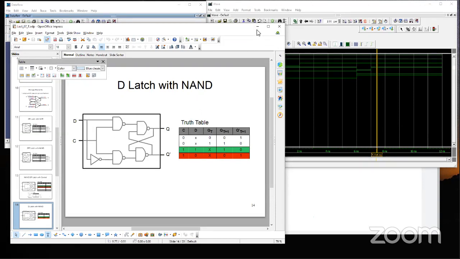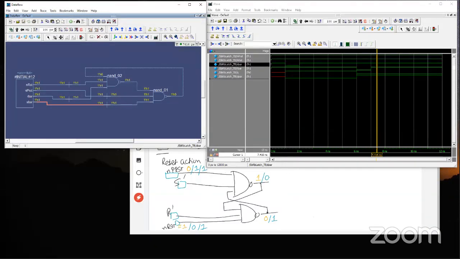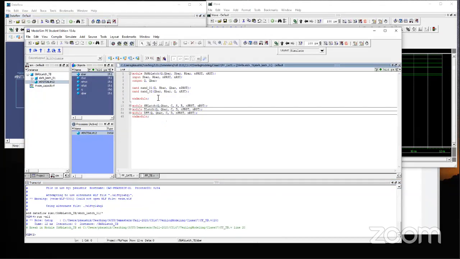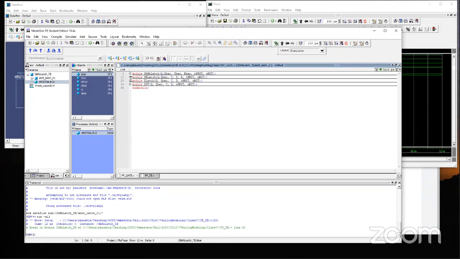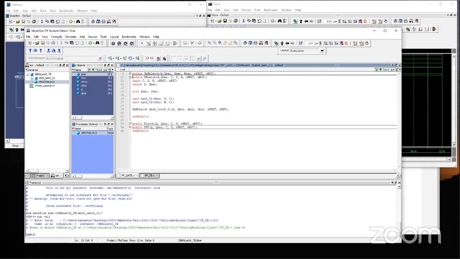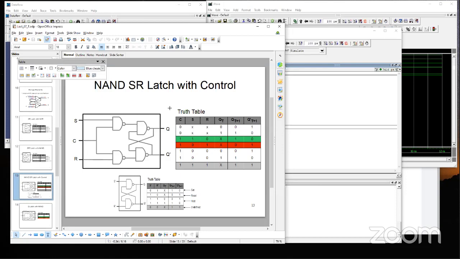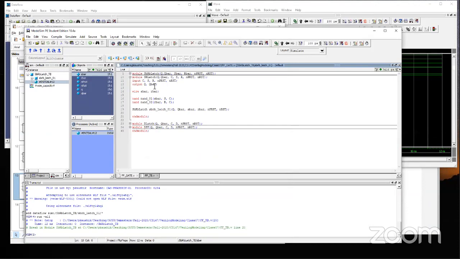Okay, so let's observe this D-latch and see how we can derive things from there. We already wrote an SBar RBar latch. Now we'll use it just like this. No, this is the D-latch, here, SR latch with control. There you see I used a couple of NAND gates.